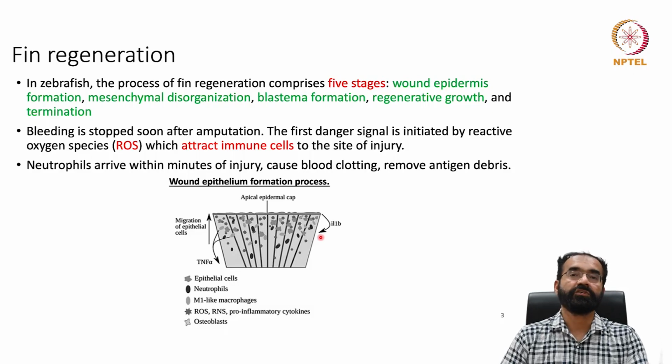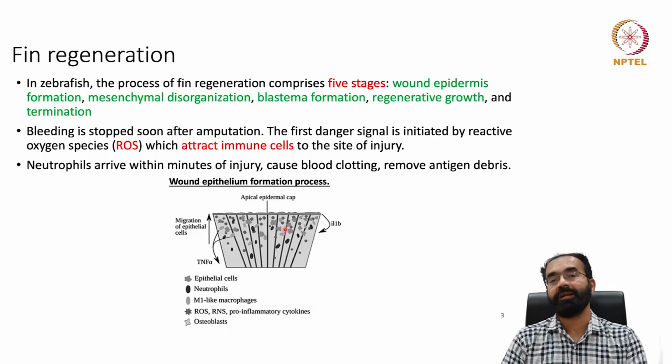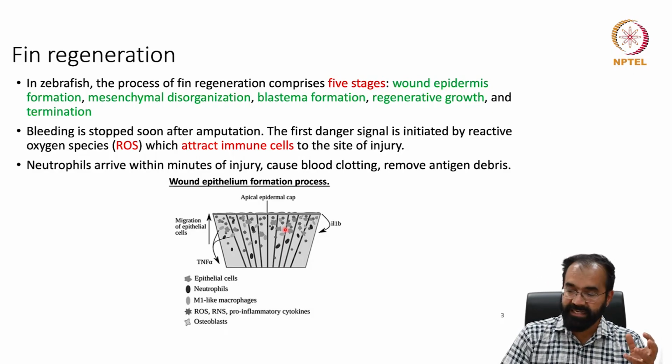And this also credits the M1-like macrophages. Like you can see different types of cells: epithelial cells, neutrophils, M1-like macrophages, and ROS. They are all present here in this injured area, and also you can see the osteoblasts in this injured area. There is a lot of congregation of these cells, but the pro-inflammatory environment is one of the initial stages that is necessary.